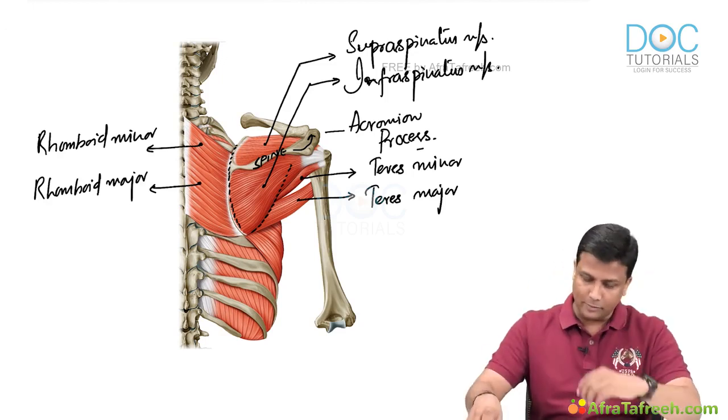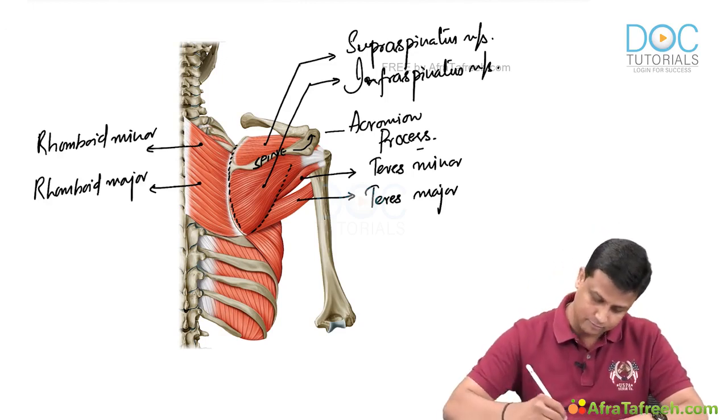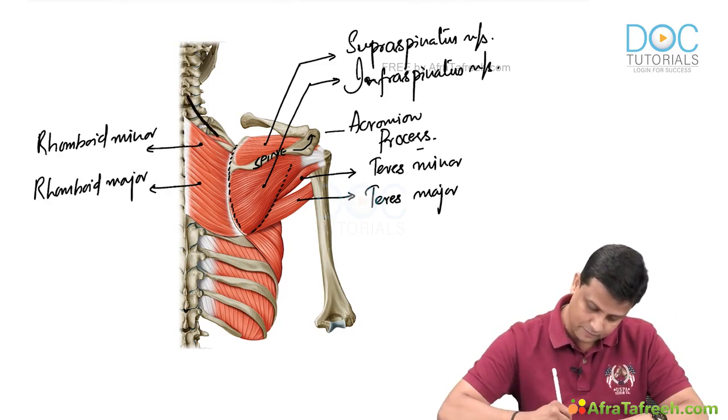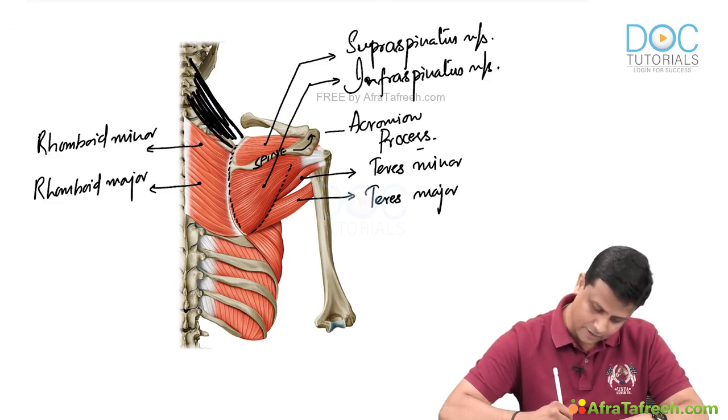And in this diagram, like one more muscle is not given here. Just imagine here, guys, there will be one more muscle, and that muscle will come and get attached here. Medial border only, just above the spine of the scapula here.